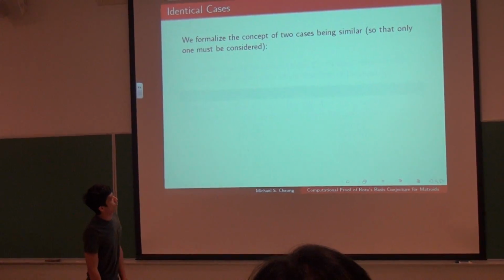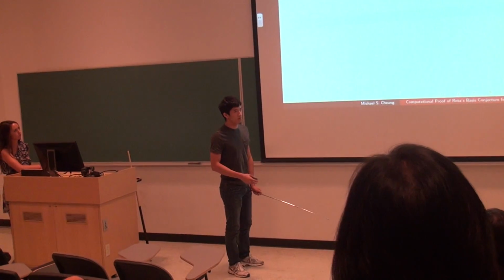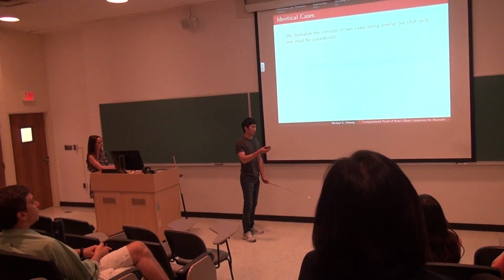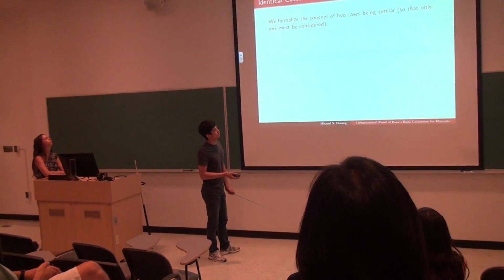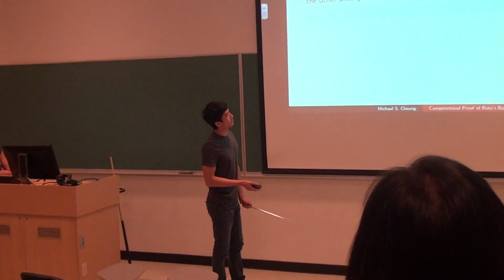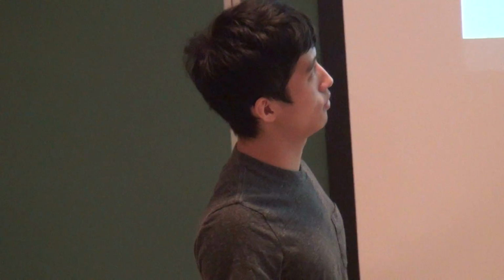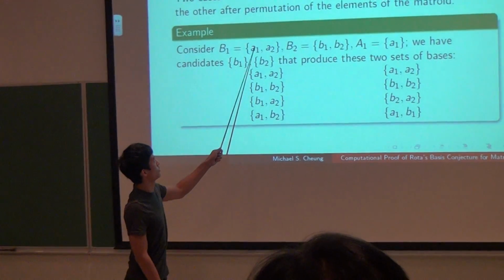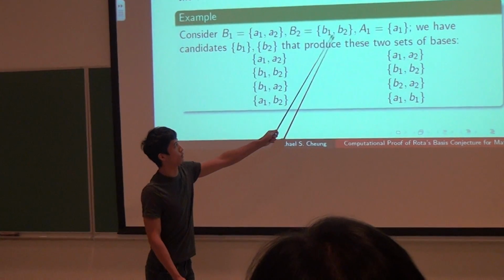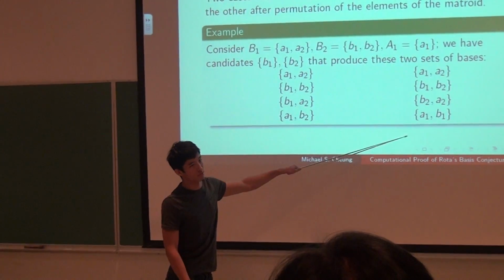Okay, so in order to eliminate cases, in a mathematical proof you're often saying, well, this case is similar to that case, so we only consider one of them. I try to formalize this concept in the program. This is best explained by example. If you have these 2 bases, and you choose A1 from the first basis, you can swap it for either B1 or B2 in the second basis, and you get these 2 sets of bases that result.